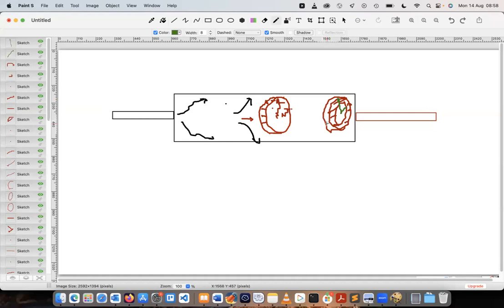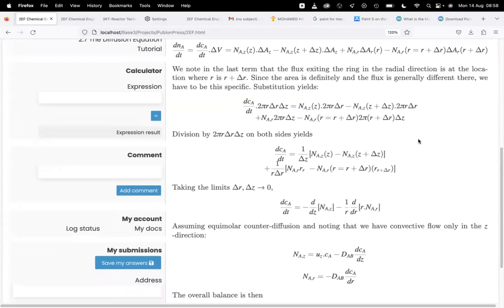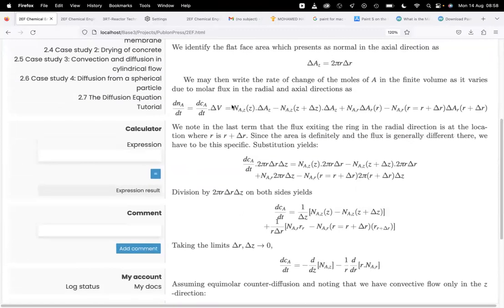And we have to acknowledge that the area on that outer surface of the ring is greater than the area on the inside curved surface of the ring. So the area on the outer curved surface, we've called it delta R at R plus delta R, and we know that's also equal to 2 pi (R plus delta R) times delta Z.